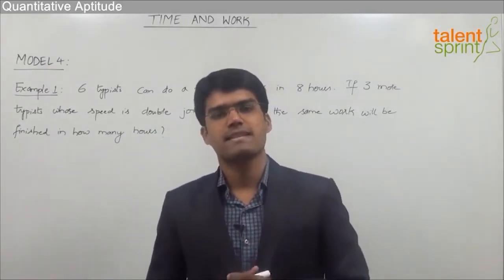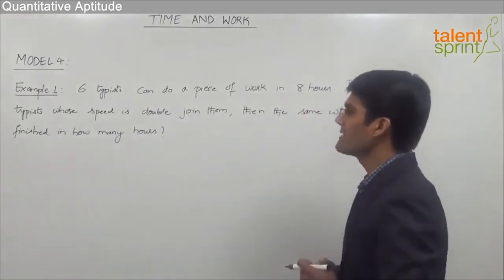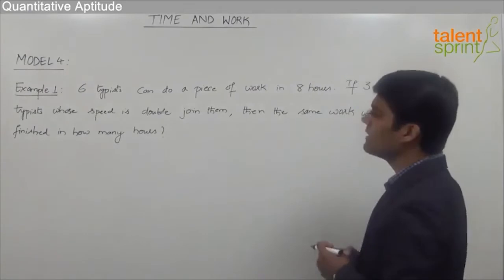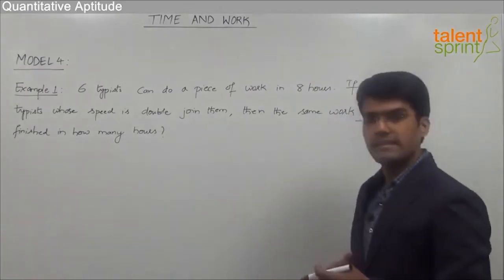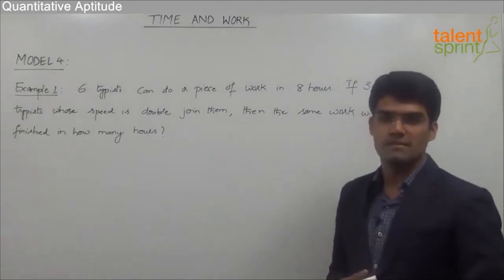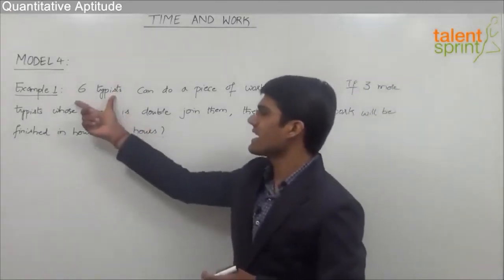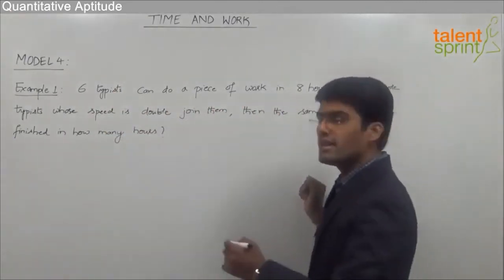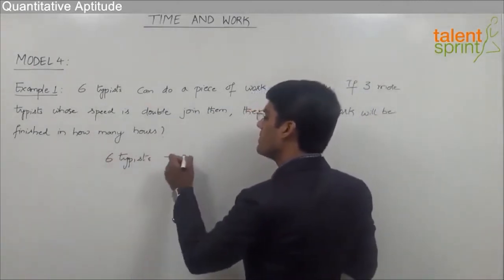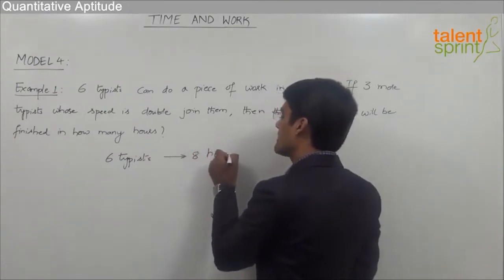Let us now look at the first example here. The question is: 6 typists can do a piece of work in 8 hours. If 3 more typists whose speed is double join them, then the same work will be finished in how many hours? So as given in the question, 6 typists can finish a work in 8 hours. So very clearly 6 typists will be able to finish the given work in 8 hours.